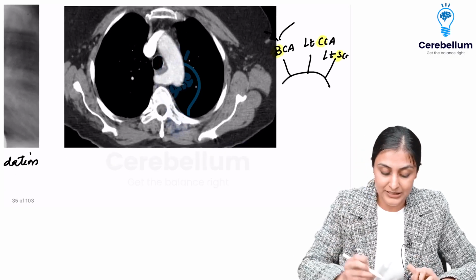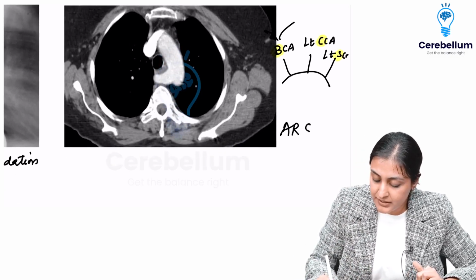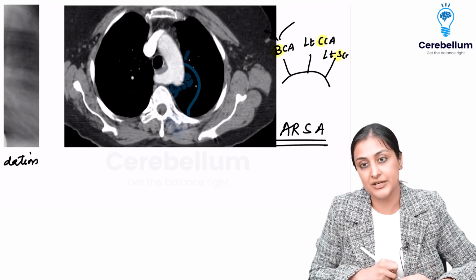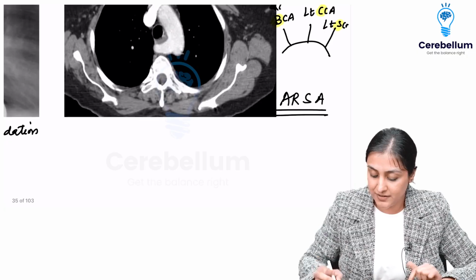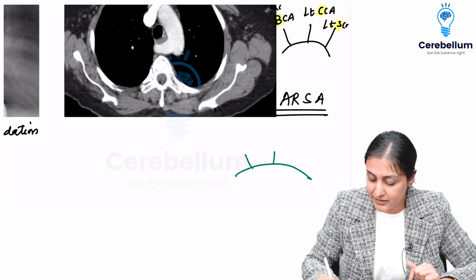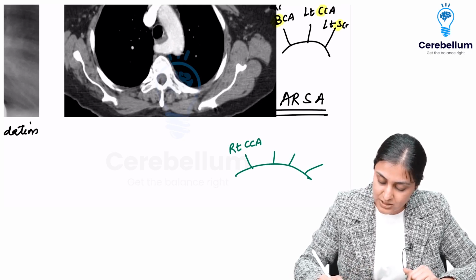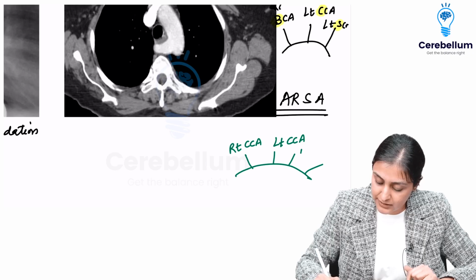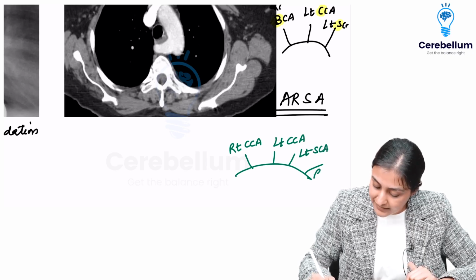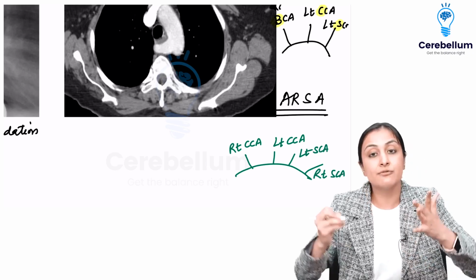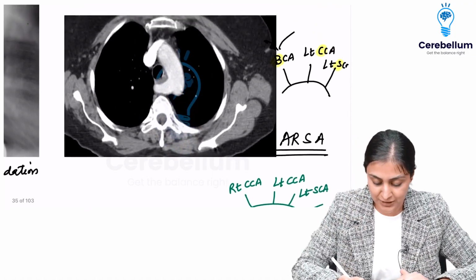This is an anomaly where you have aberrant right subclavian artery, ARSA. What is aberrant right subclavian artery? Here, there is a fourth branch. You have right common carotid, left common carotid and left subclavian, and right subclavian arises as the fourth branch from the arch. Can you see this?